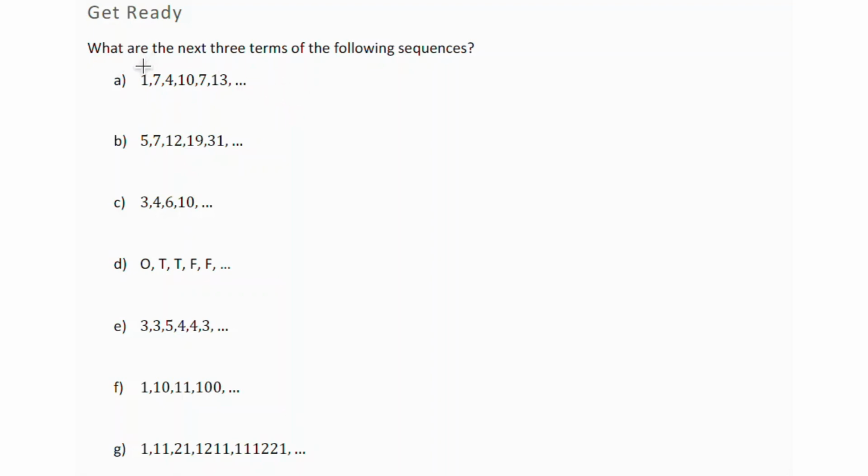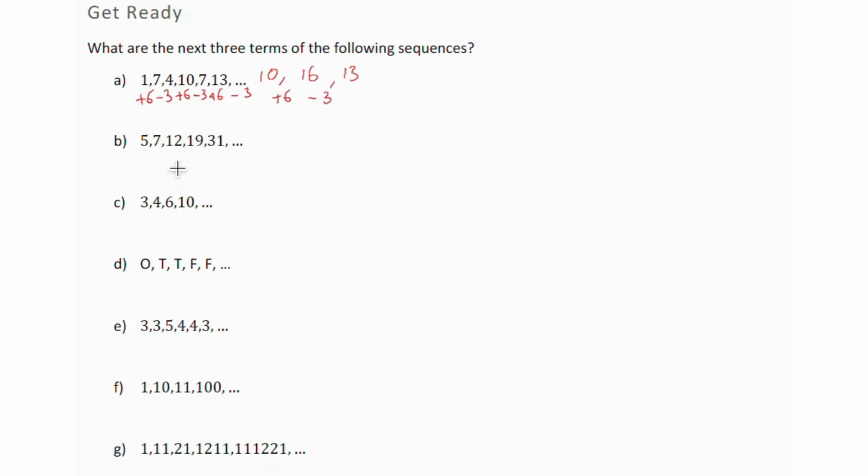So from 1 to 7, maybe we spot that there's a plus 6. 7 to 4, that's minus 3. 4 to 10 is plus 6. 10 to 7 is minus 3. 7 to 13 is plus 6. So continuing that, we need to do a minus 3, which would give us 10. And then a plus 6, which would give us 16. And then a minus 3, which will give us 13 for our next three terms.